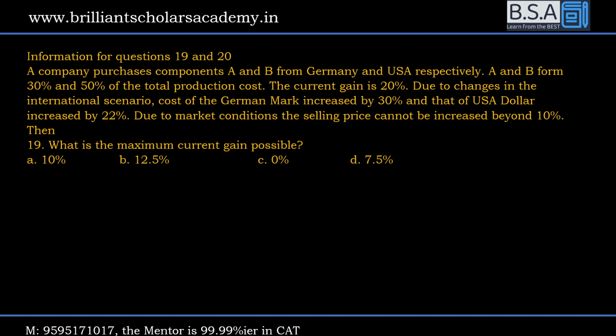Company purchases components A and B from Germany and USA respectively. A and B form 30 and 50% of total production cost. Current gain is 20%. Due to changes in the international scenario, the cost of German mark increases by 30%. Cost of USD or the US dollar increases by 22%. Due to market conditions, selling price cannot be increased beyond 10%. Then what is maximum gain possible? Right.